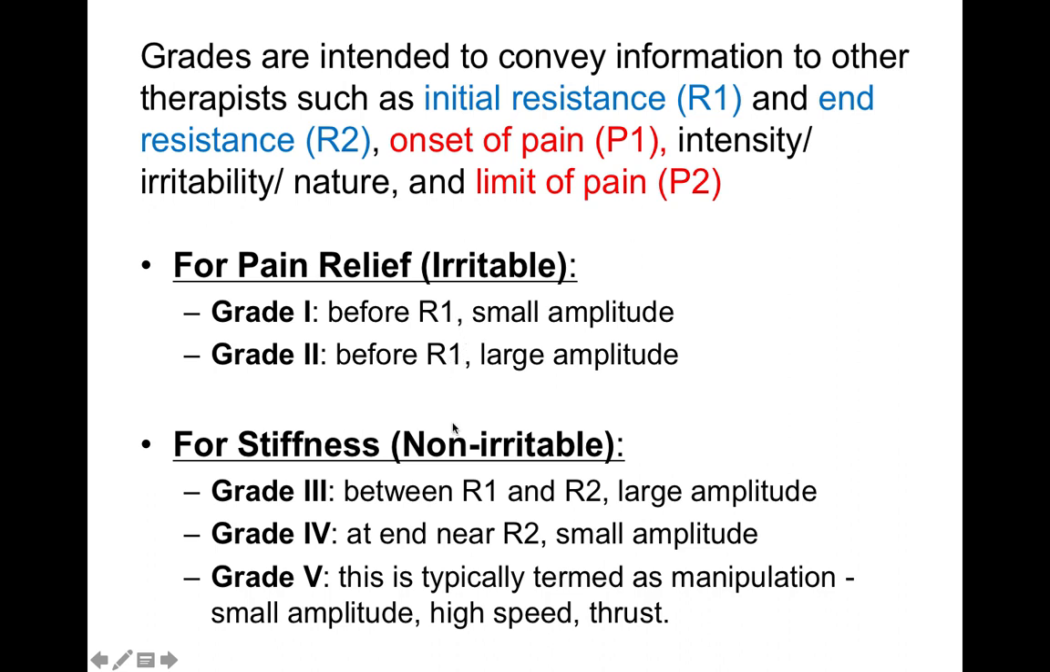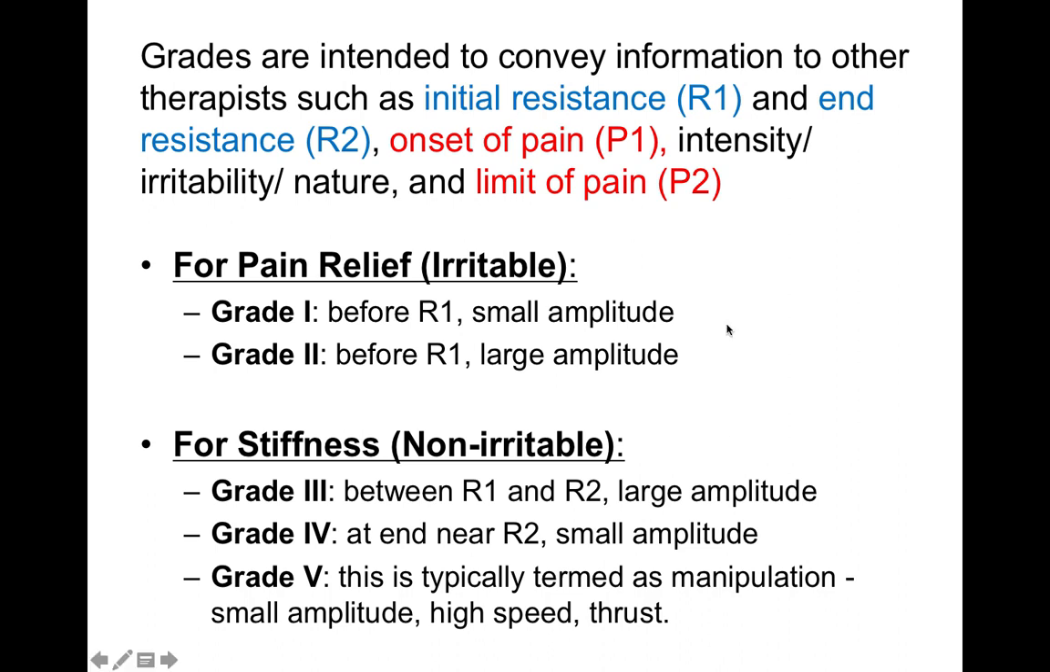For stiffness that tends to be non-irritable, we're really going to be producing an intervention that functions between R1 and R2, and it's going to be a larger amplitude movement. Or we may use a grade 4 at the end range at or near R2, and again, this is going to be a small amplitude movement.